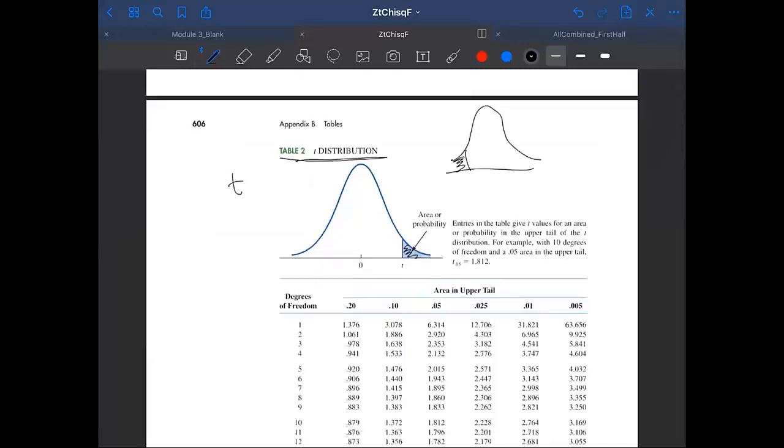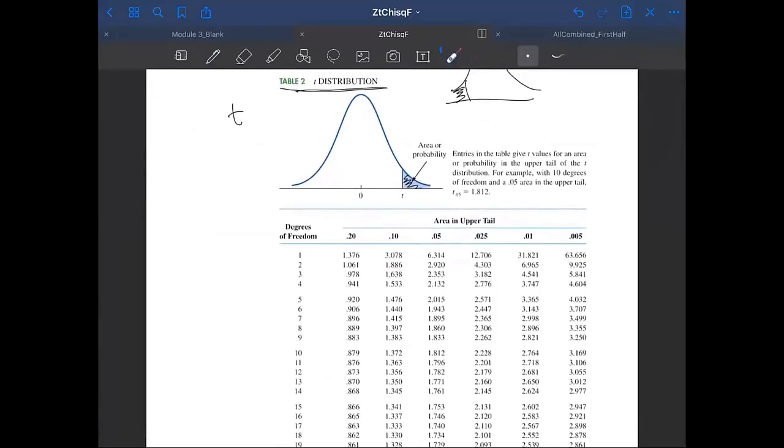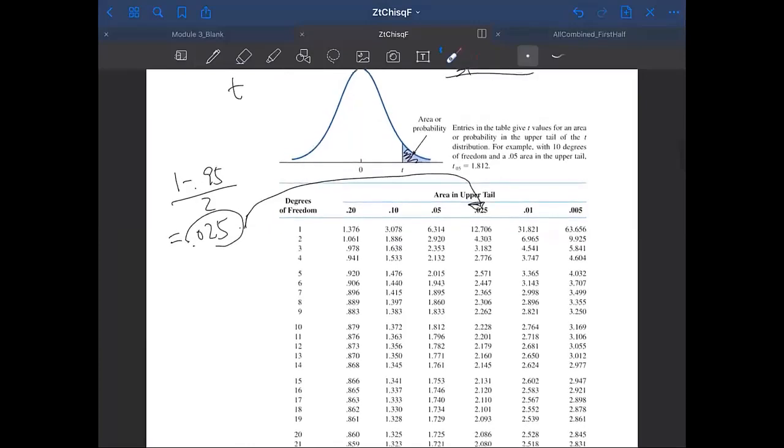To find which area it is, I do 1 minus 0.95, and then divide that by 2. That number is 0.025. So you go to 19 on the degrees of freedom, then look over to the 0.025 column and you get 2.093. So 2.093. Absolutely right.